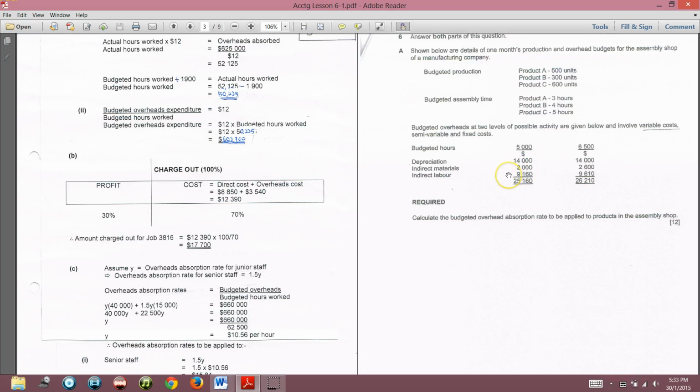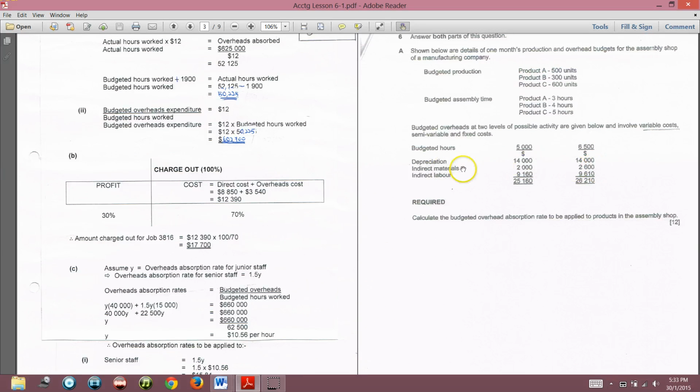Indirect material. Why don't you use your calculator, take 2,000 divided by 5,000. How much do you get? I get 0.4, right? And then you take 2,006 divided by 6,005. You get 0.4 also. So what can you understand from indirect material? I take 2,000 divided by 5,000, I get 0.4. I take 2,006 divided by 6,005, also I get 0.4.